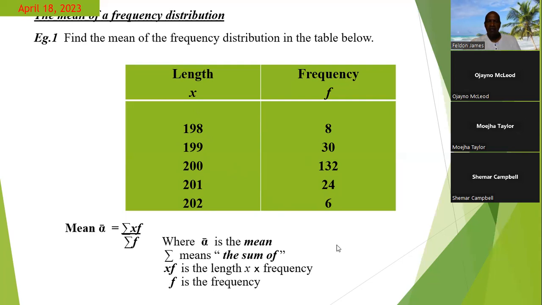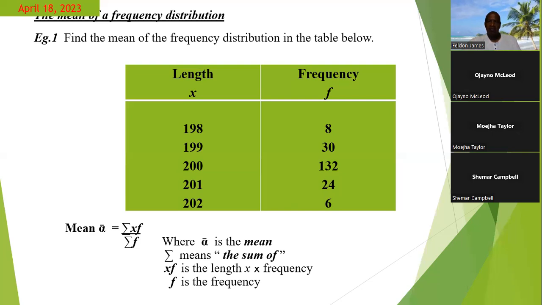All right. So if we add up all the frequencies, the frequencies represented by the F, then we are going to first multiply. So it means that for this table, in order to calculate the mean, we need to add 2 more columns to it.